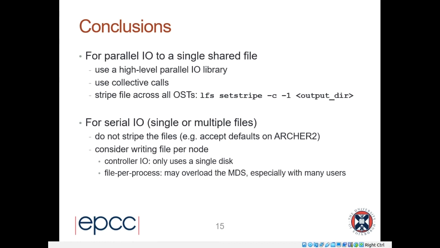Just accept the defaults. Consider writing a file per node, because a single controller's I/O uses a single disk. File per process may overload the MDS, especially with many users. Actually, I should say multiple files per node there, because it depends how many nodes you have, of course. If you had 50 nodes, then file per node would be fine, because you'd have 50, 60 gigabytes per second bandwidth. You want a way of tuning, having only a subset of your processors doing I/O, and if those subsets, the aggregators, all live on the same node, in subsets of 16 on the same node, then you minimize your communications overhead, which is good.